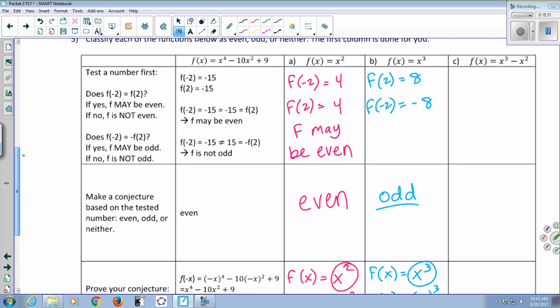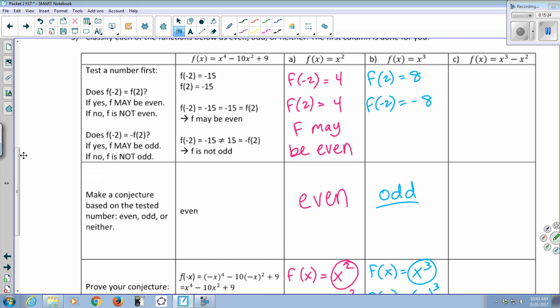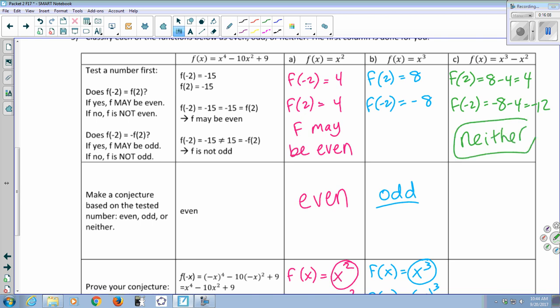All right, last one, x cubed minus x squared. Start by plugging in 2 and negative 2. So 2 cubed is 8, 2 squared is 4, so f of 2 is 4. f of negative 2 is going to be negative 8 minus 4, which is negative 12. So my y values are not identical, and they're not opposites, so I can immediately conclude that f is not even and f is not odd, right? So this is neither, and I don't even have to prove it, right? I can immediately conclude that neither one is true.